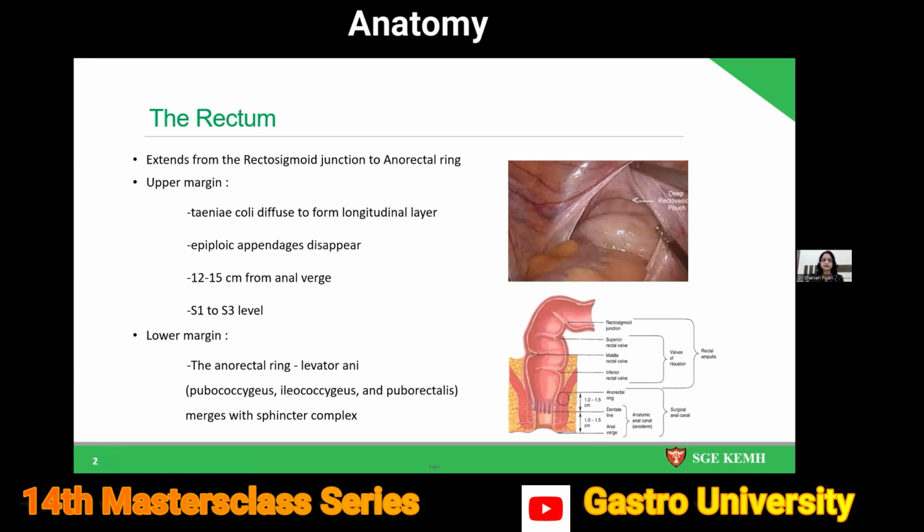It extends to the lower margin of the anorectal ring, which is where the muscles which form the levator ani, that is the pubococcygeus, iliococcygeus, and puborectalis, merge to form the sphincter complex of the anal canal. That is the lowermost extent of the rectum.